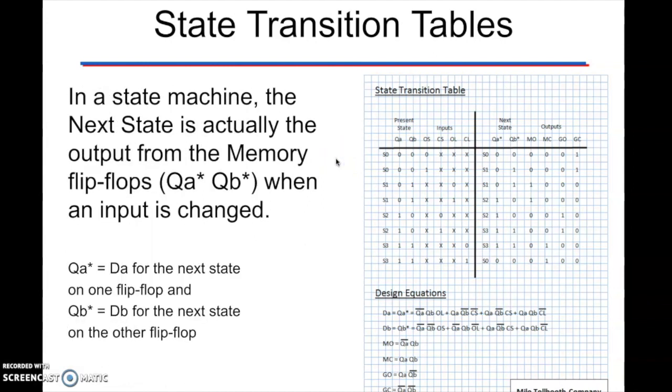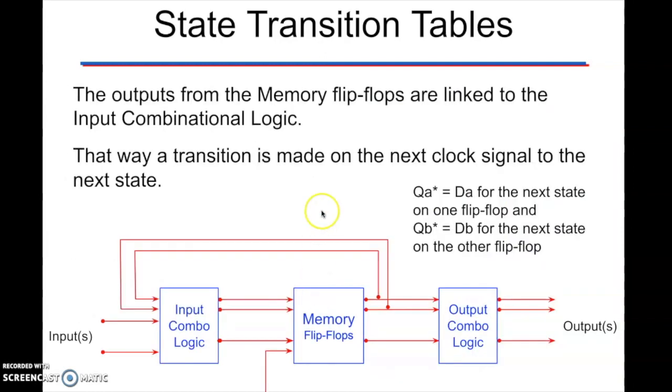In a state machine, the next state is actually the output from the memory flip-flop, so QA and QB, when an input is changed. So QA is DA for the next state on one flip-flop, and QB is DB for the next state on the other flip-flop. The outputs from the memory flip-flops are linked to the input combinational logic. That way a transition is made on the next clock signal to the next state. So again, we have that clock sequence.